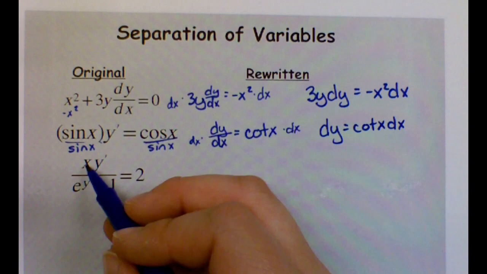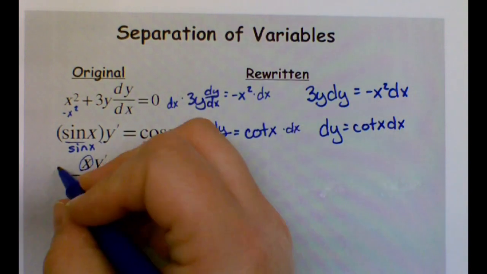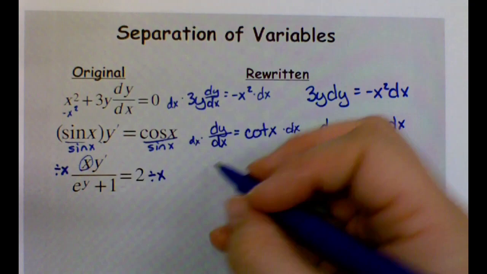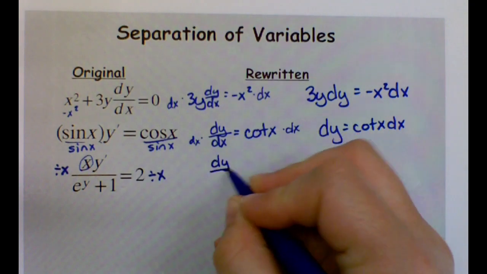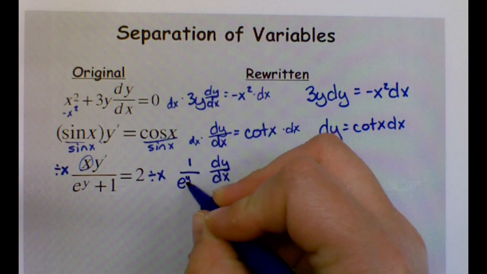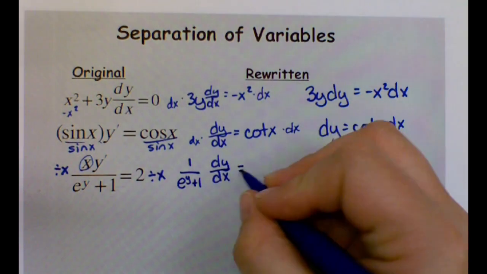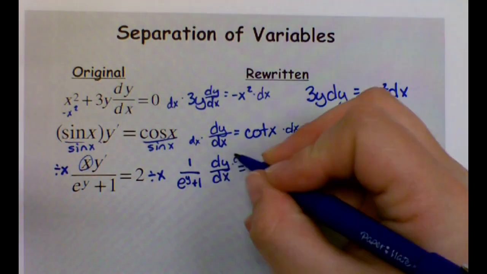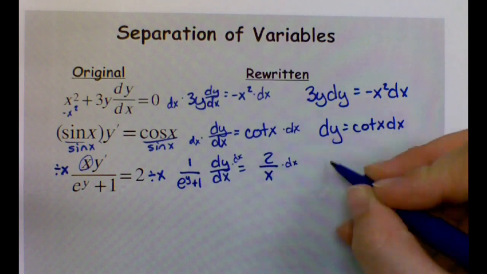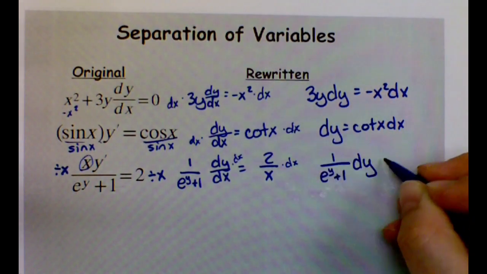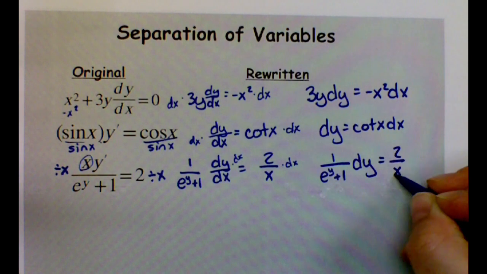And this one, the only thing we need to really move here is that x. We want to divide by x on both sides. Remember that y prime is dy/dx. And I would actually rewrite this as 1 over e to the y plus 1 equals 2 divided by x. Now we just move that dx over. And we have 1 over e to the y plus 1 dy equals 2 over x dx.